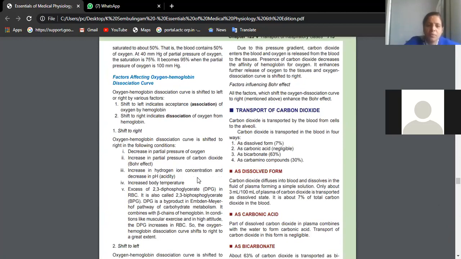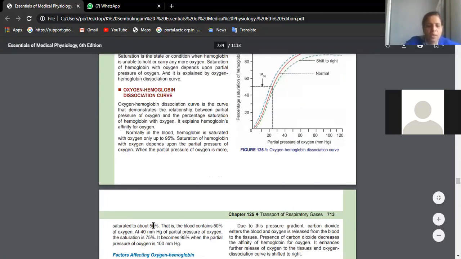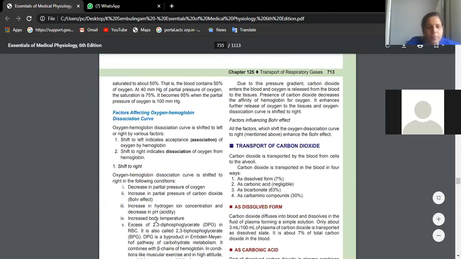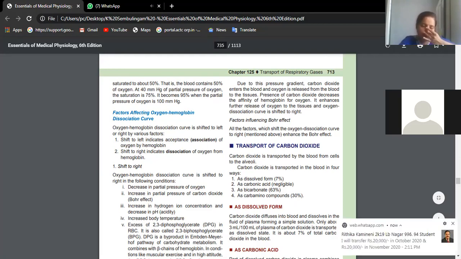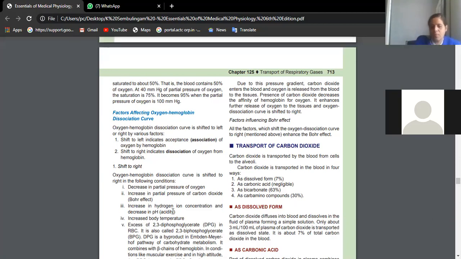Shift to right. Shift to right means, see here, what is shown in the green line. So this is the shift to right. Where do we see it? See here, a decrease in partial pressure of oxygen. Actually, this is called Bohr's effect. This itself may come as a separate question. That means the affinity of hemoglobin is more, and the combination of oxygen molecules with hemoglobin occurs at a faster rate and with more ease. That's what a shift to right is.